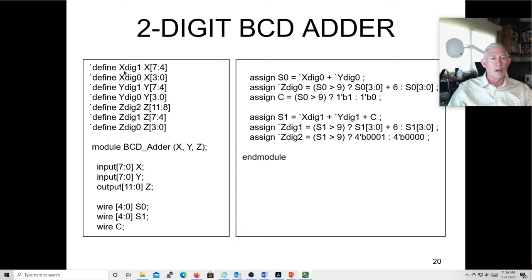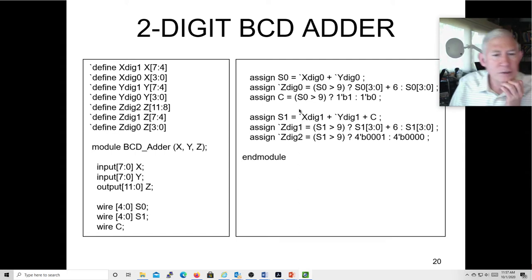So basically this is x dig 0, which is x 3 through 0, plus x 7 through 4. We're adding these two nibbles. And then we have another assign statement, but we're using the question mark colon construct here. We test to see if the sum out is greater than 9. If it is, then we have to add 6. And if it's not, then we don't have to do that add. And then the carry out, if S is greater than 9, is a 1. Otherwise, it's a 0. And that's pretty straightforward.